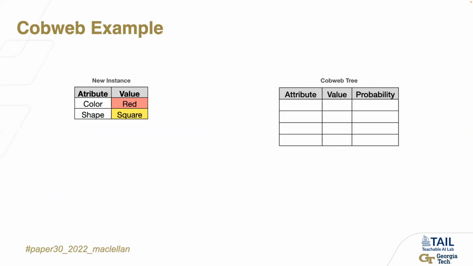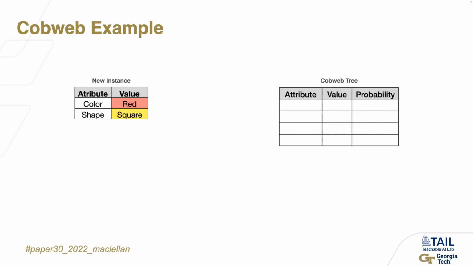So before presenting our new systems, let me first explain how this original Cobweb system works. Instances in Cobweb are represented using an attribute value representation, and concepts store a table of attribute values along with probabilities based on how likely these attribute values are to occur in instances that are covered by the concept. So in this example on the left here, I'm showing an example of a red square.